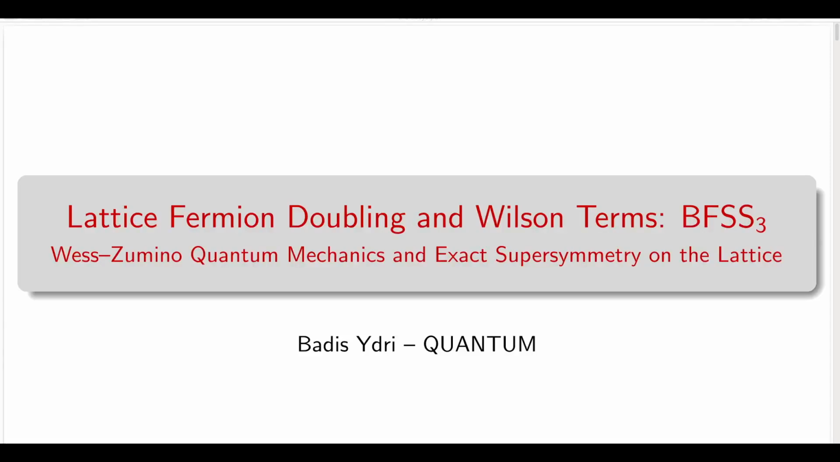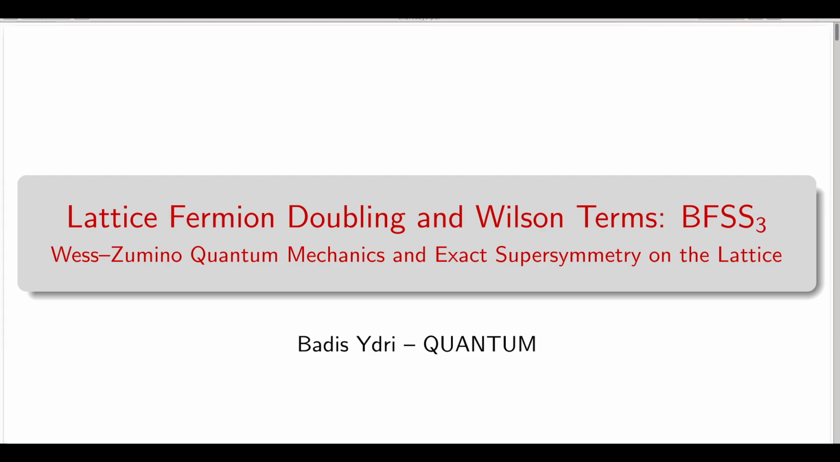The ultimate goal in this lecture is to construct the fermionic part of the BFSS action on the lattice. But before doing that, we need to address two fundamental issues, the fermion doubling problem and its resolution through the Wilson term. So in this first part, we focus entirely on these two ideas, explaining them carefully in the simpler setting of supersymmetric Wess-Zumino quantum mechanics.